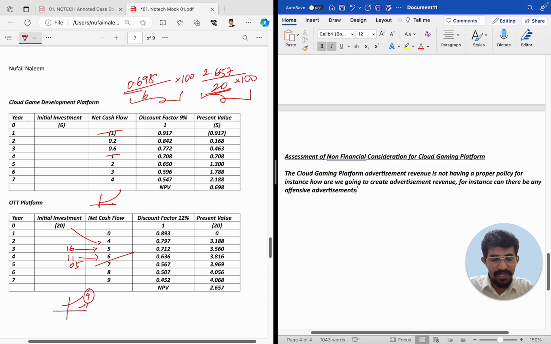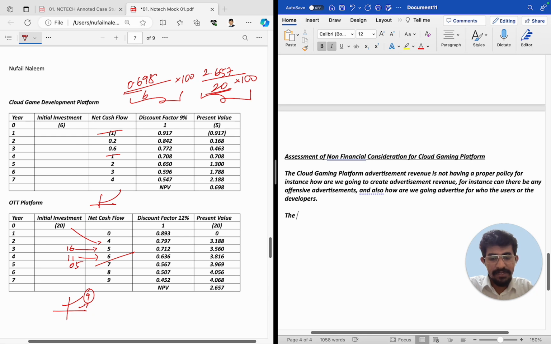So I'll just make sure. And also, how are we going to advertise? For whom? The users or the developers? Because that is again another question to be asked.